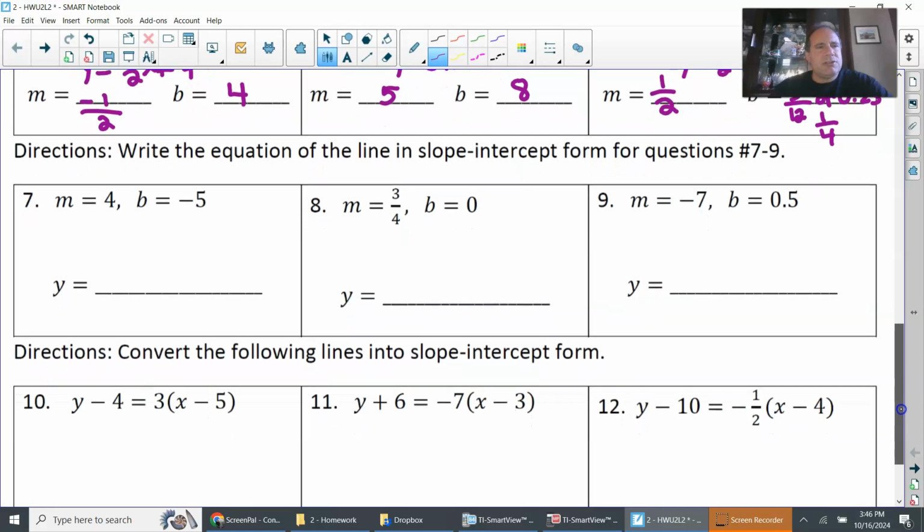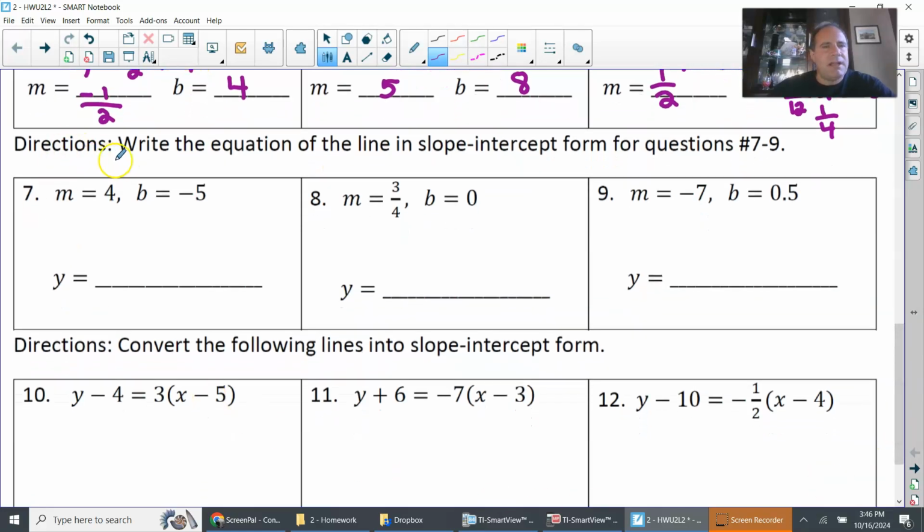All right, so the directions for 7, 8, and 9: write the equation of a line in slope-intercept form, y equals mx plus b. They're giving you the m, they're giving you the b in each one. Very simple. You're going to substitute into this formula right here. This is the slope-intercept form.